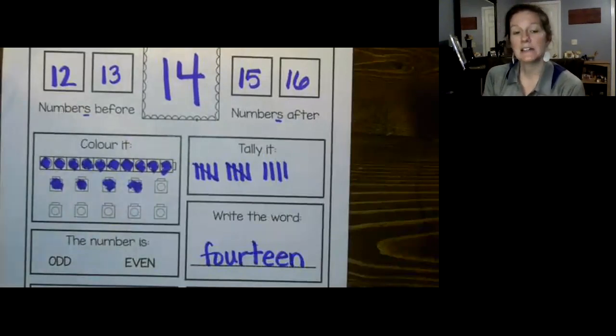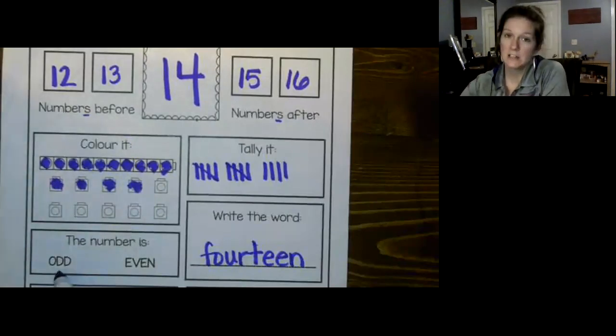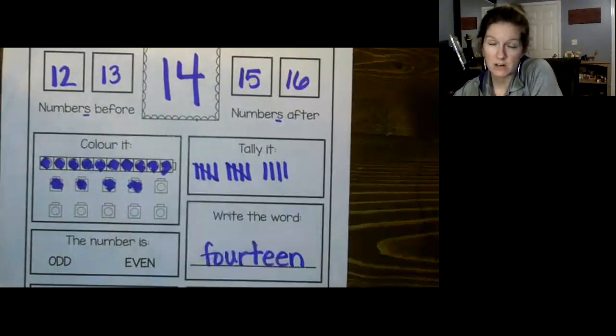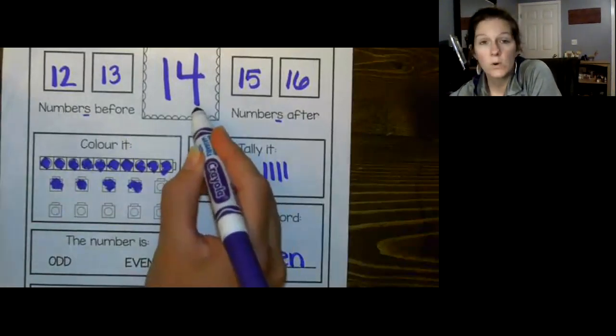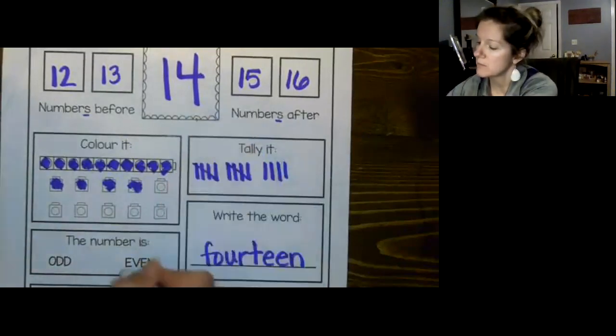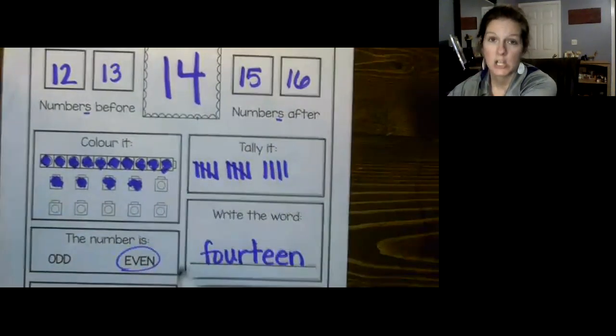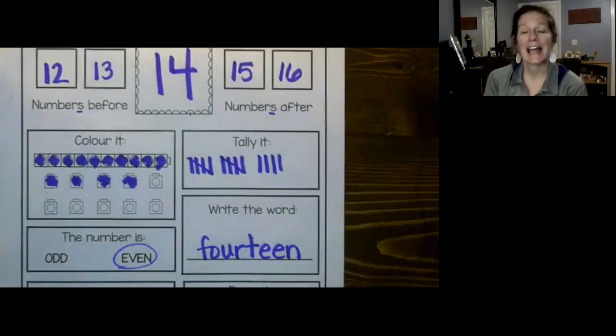Okay? Now, this next little bit is a little tricky, and we've not covered this yet. This is something you'll cover in 1st and 2nd grade, but I'll go ahead and tell you the answer. It says the number is odd or even. When you're looking at numbers to tell if they're odd or even, you look at the last number. Now this is a 4. A 4 is considered an even number. Your even numbers are 0, 2, 4, 6, and 8.